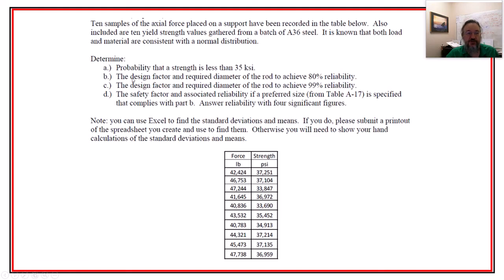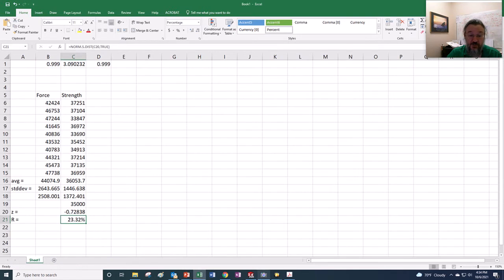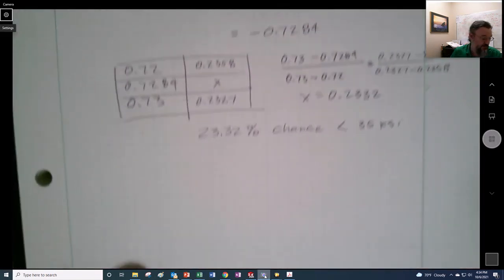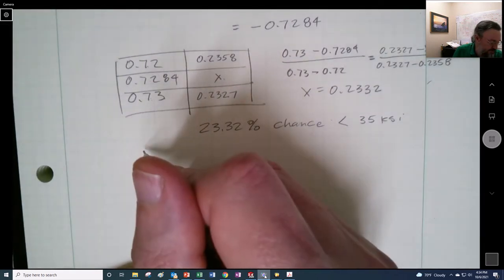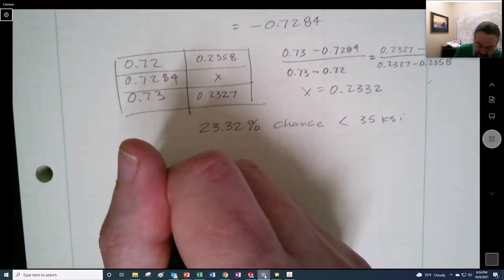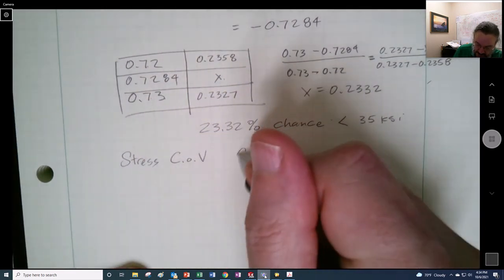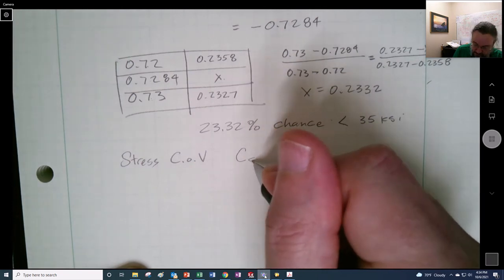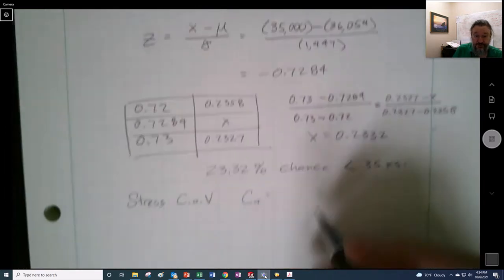All right, so let's go to the next part of this thing, and that was okay, so that's the first one. The design factor and required diameter of the rod to achieve 80% reliability. Okay, so what we want to do, first, we have these parameters. The equation. Okay, so the thing I need to know is I need to know the stress coefficient of variance. So the stress coefficient of variance is going to be C sigma. That's the same thing as the coefficient of variance of the force. So we're going to use that.